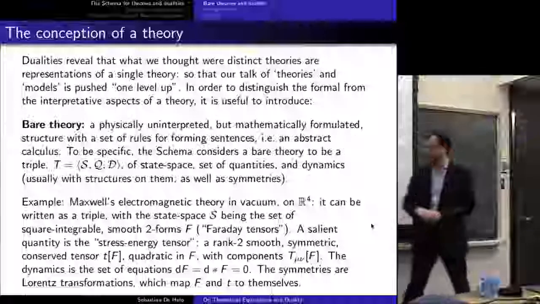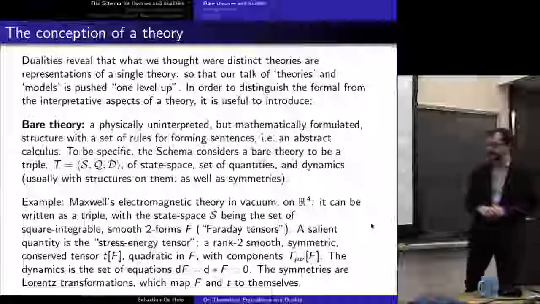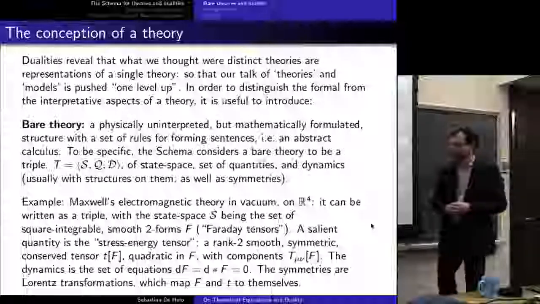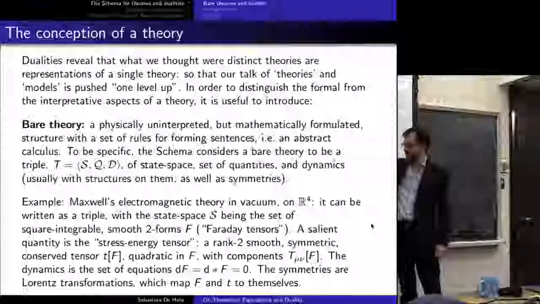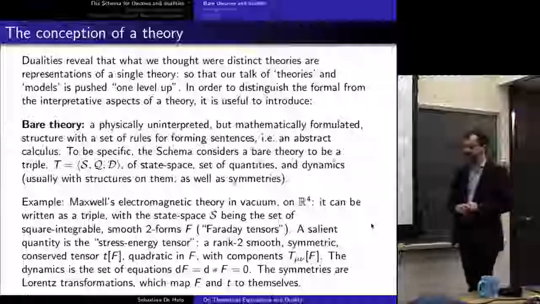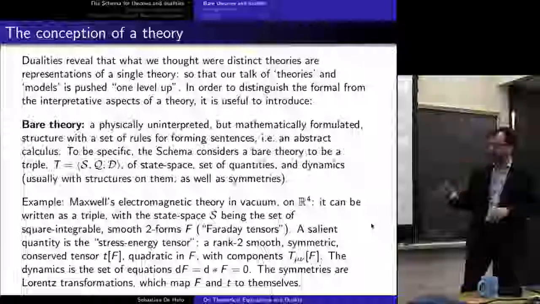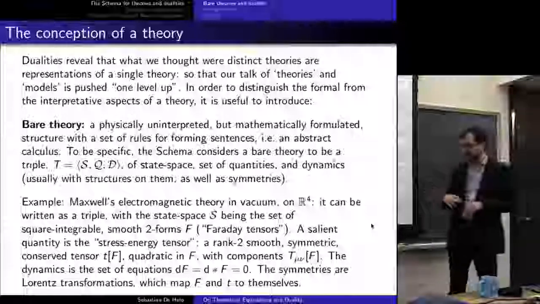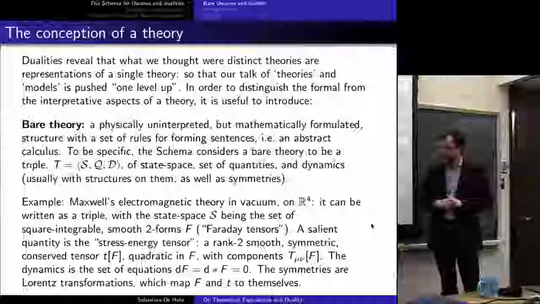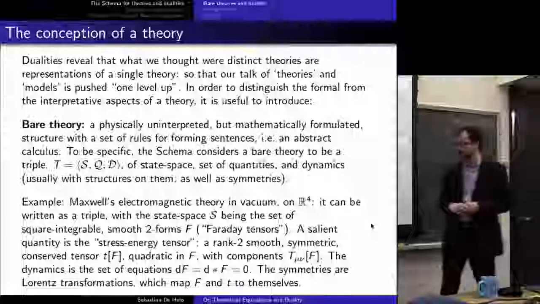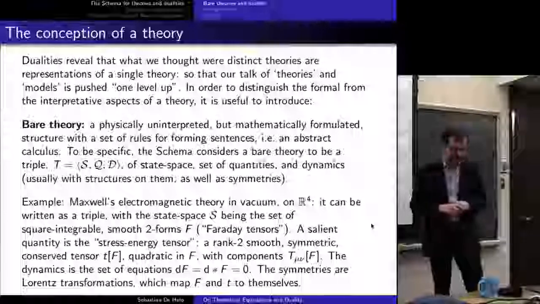More specifically in physics, there are various ways that you might want to formalize a theory, but a useful way to do that in physics is to think of a theory as a triple consisting of three items: a state space, a set of quantities and the dynamics. And these three items usually come with structures, for example, symmetries.